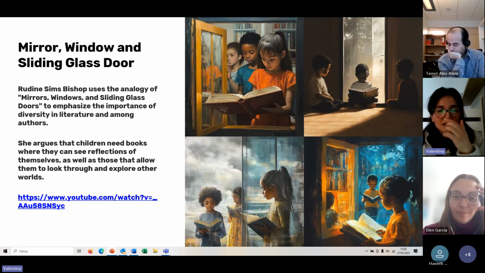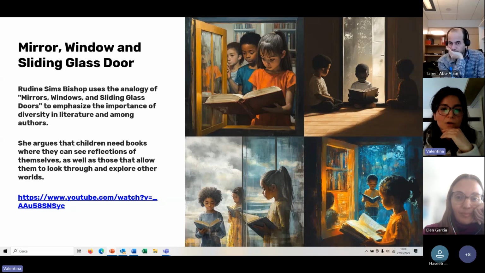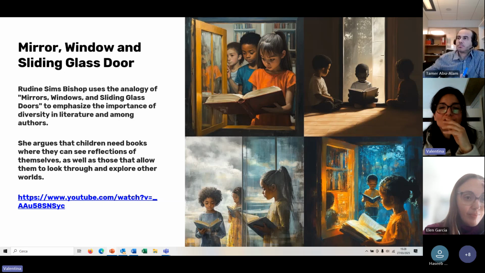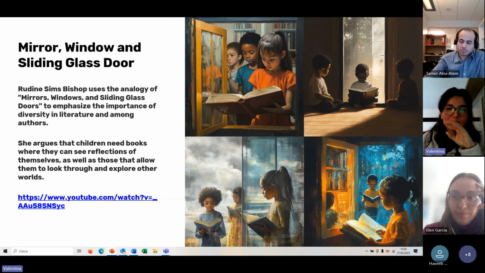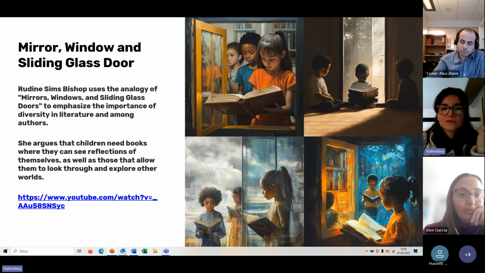And this concept was actually created by this author, Rudine Sims Bishop. I don't know if you know her. She's also known as the mother of the multicultural children's book. Basically, she used this analogy of mirror, window, and sliding glass door to emphasize the importance of diversity in literature and among others.